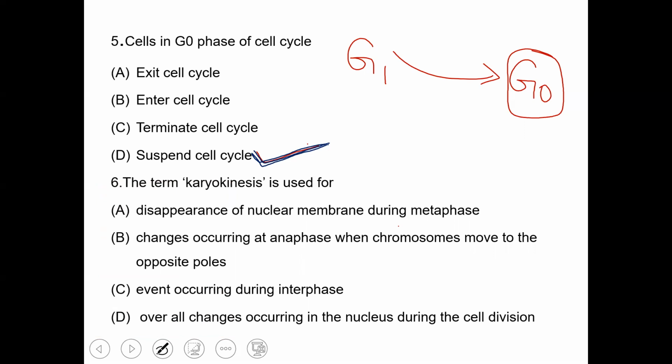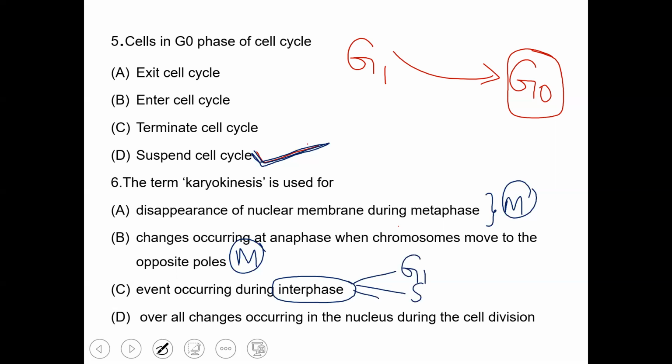The term karyokinesis is used for. Disappearance of the nuclear membrane during metaphase, changes occurring at anaphase when chromosomes move to opposite poles, events occurring during interphase, overall changes occurring in the nucleus during cell division. Metaphase belongs to M phase, so it is a different stage. Changes occurring at anaphase is also one of the phases in M phase. Events occurring during interphase: we know that interphase is divided into G1 phase, S phase, and G2 phase, so even this cannot be the option. The option here is overall changes occurring in the nucleus during cell division.